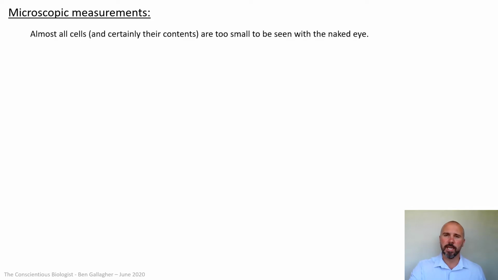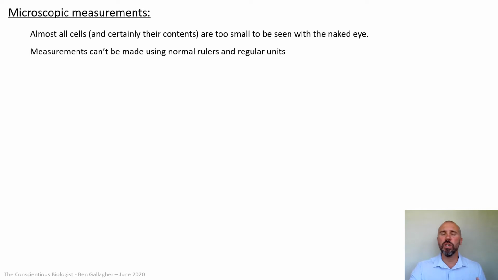Okay, so let's have a look at microscopic measurements. Now obviously cells are too small to be seen with the naked eye. Almost all of them are. There's only a few that are large enough to be seen by the naked eye. So what that means is that we need some different measurements. We can't rely on the normal measurements that we've been used to, millimeters, centimeters, meters and things like that, because the objects we're looking at are just way too small.